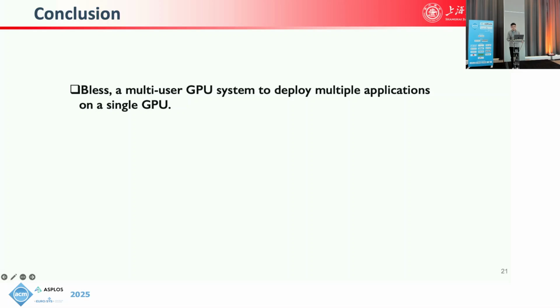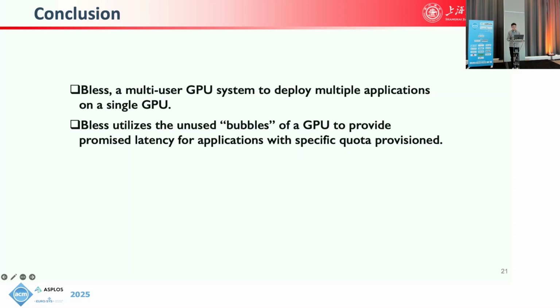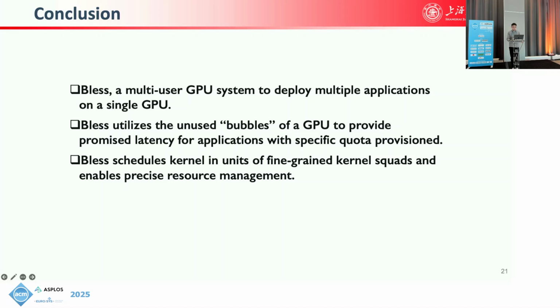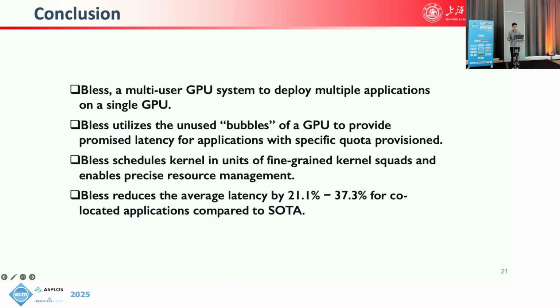So here's the conclusion. BLAS is a multi-user GPU system to deploy multiple applications on a single GPU. It utilizes the unused bubbles of a GPU to provide the promised latency for applications with specific quota provision. It schedules kernels in units of fine-grained kernel squads and then enables precise resource management. And so BLAS reduced the average latency for co-located applications compared to SOTA systems.